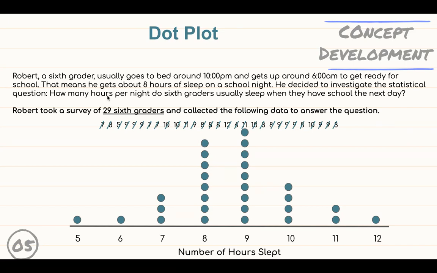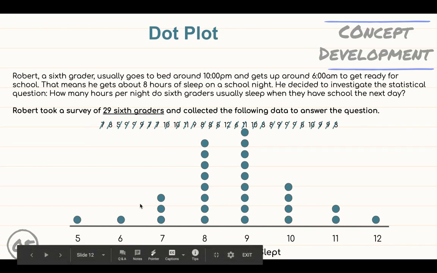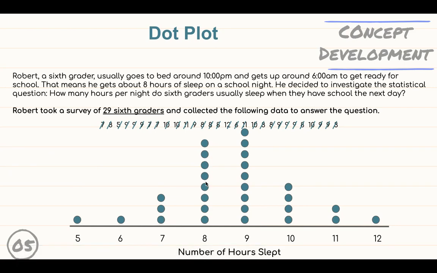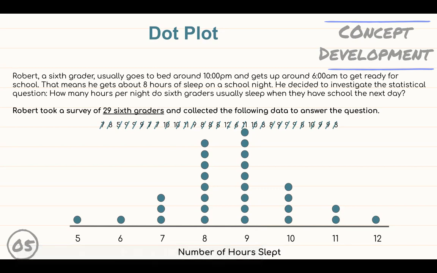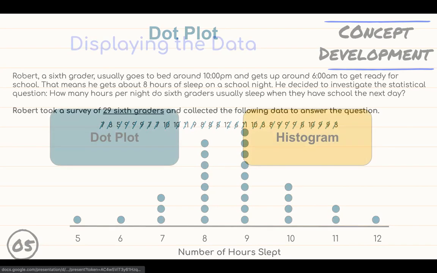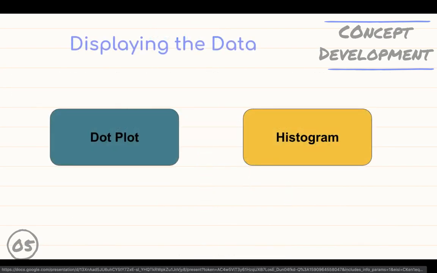And just to make sure, I'm going to count 1, 2, 3, 4, 5, 6, 7, 8, 9, 10, 11, 12, 13, 14, 15, 16, 17, 18, 19, 20, 21, 22, 23, 24, 25, 26, 27, 28, 29. I have 29 dots in my dot plot, which matches the 29 sixth graders. That is how you do a dot plot.